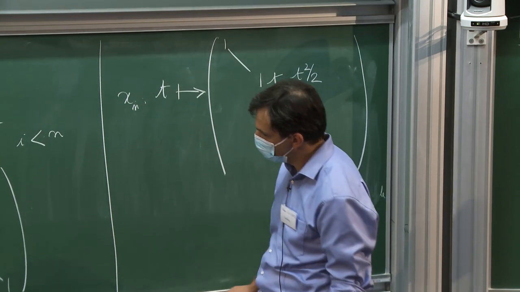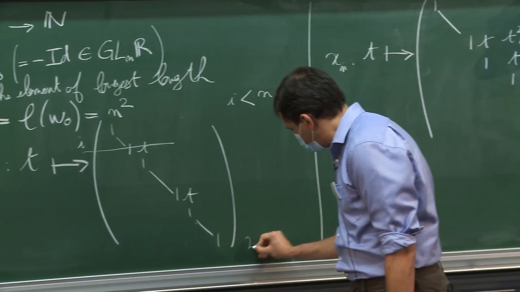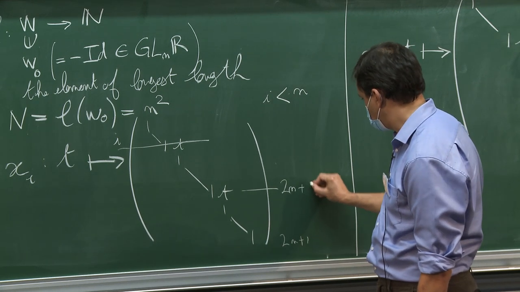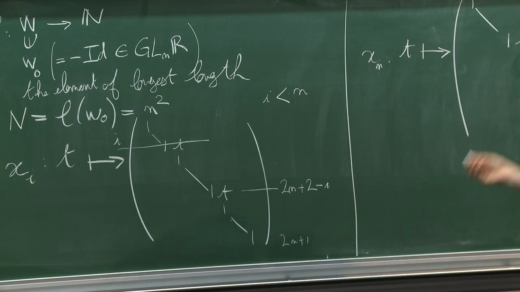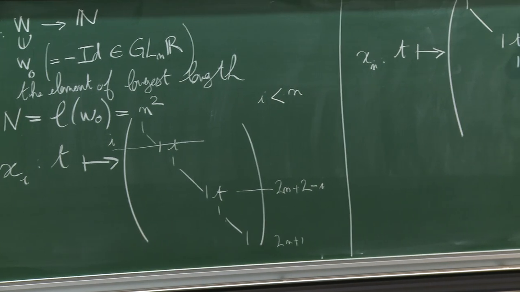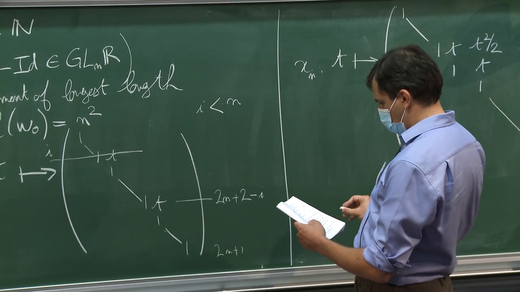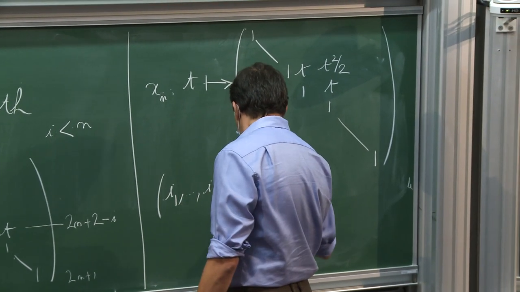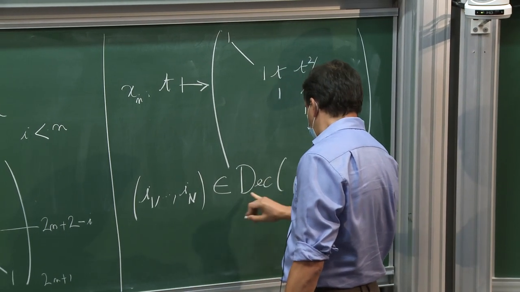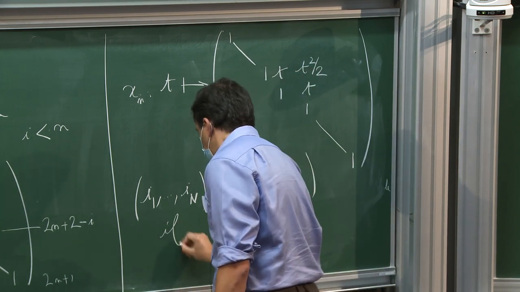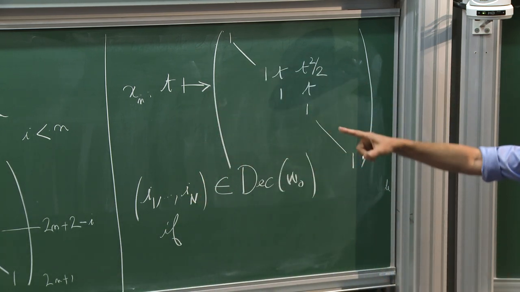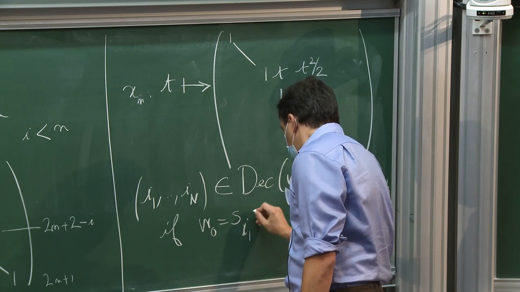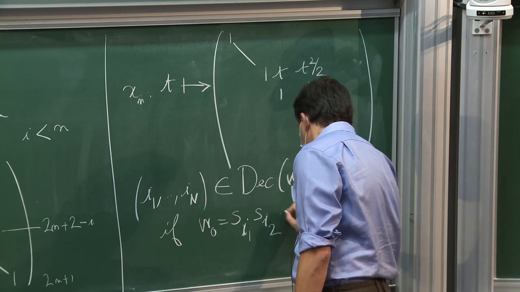So the second t is on line 2n? This is 2n plus 1. Yes. And this is 2n, I believe, plus 2 minus i. Okay, and a sequence i_1, ..., i_N is said to belong to the sequence decomposition of W0 if, so capital N is the length of W0, if W0 is the product s_{i_1}, s_{i_2}, etc. to s_{i_N}.